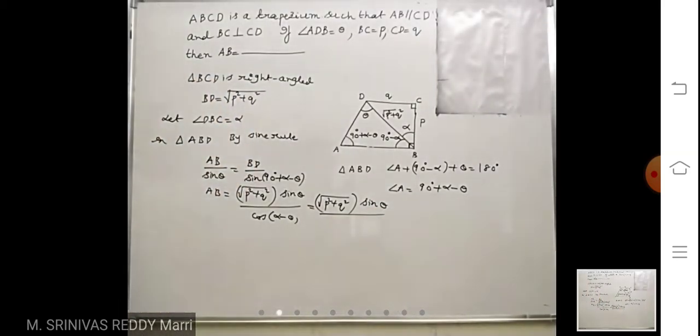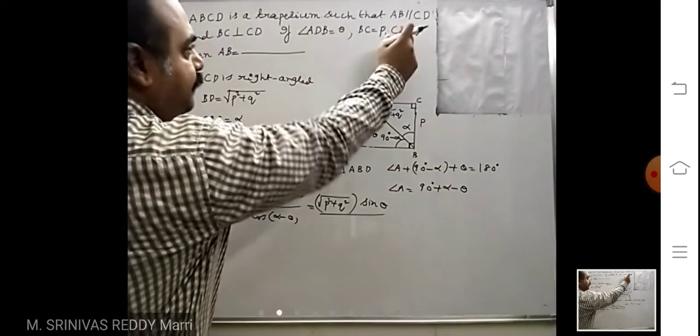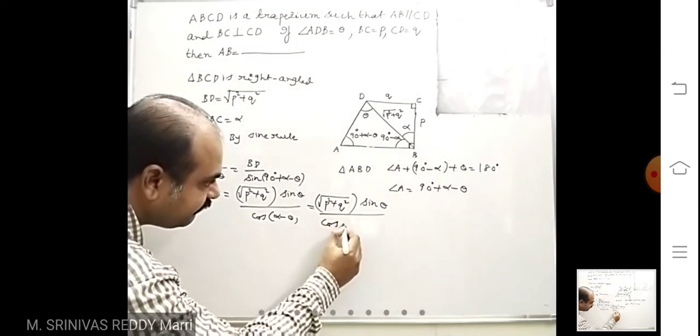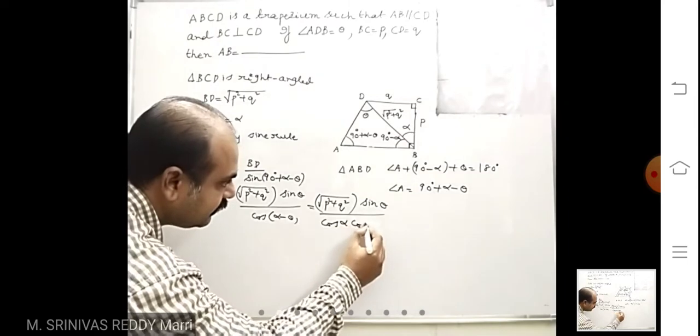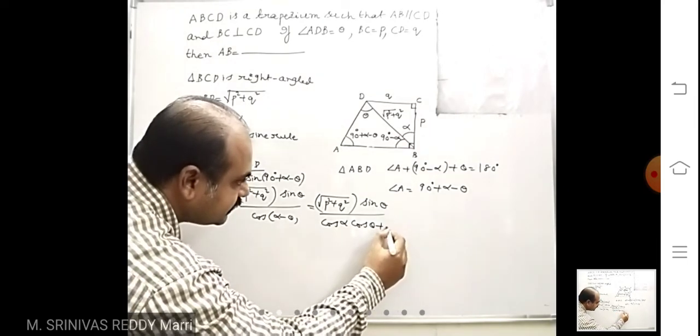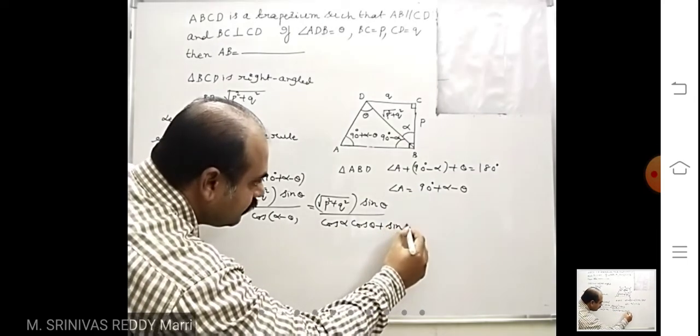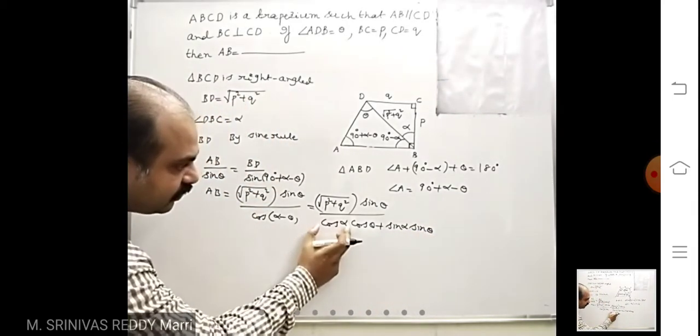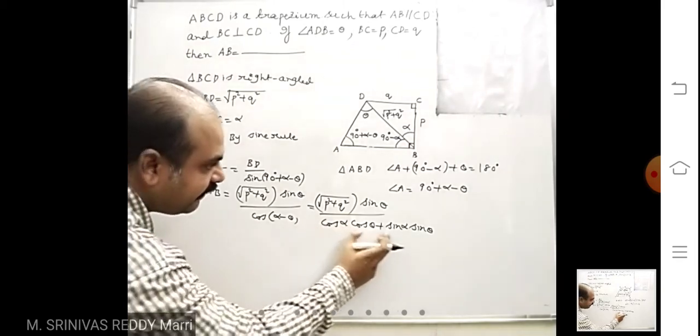So you must find the answer in terms of theta, P and Q. So cos of A minus B is nothing but cos alpha cos theta plus sin alpha sin theta. Now I have to substitute cos alpha and sin alpha.